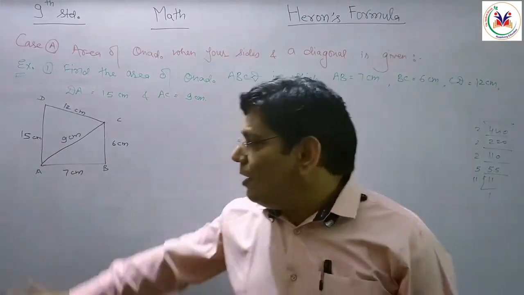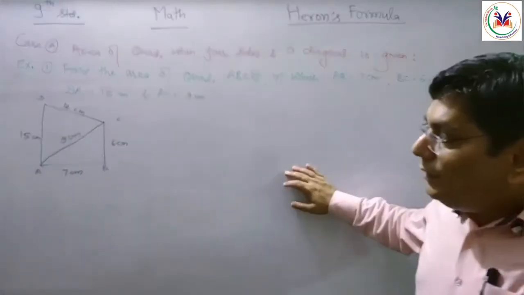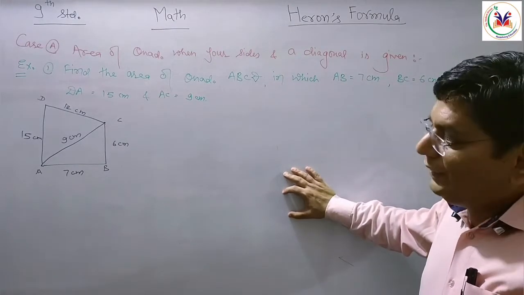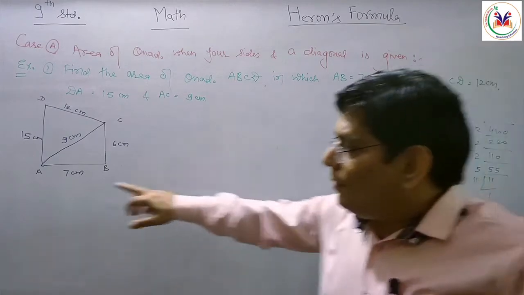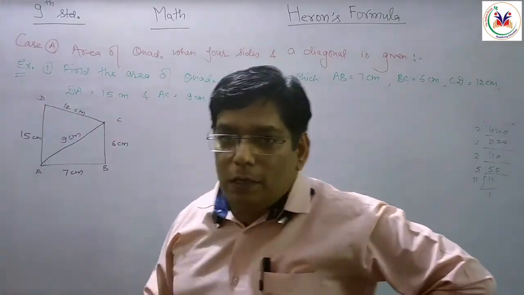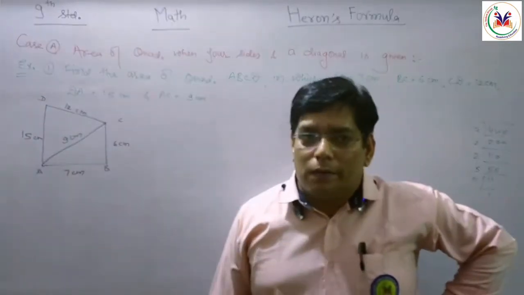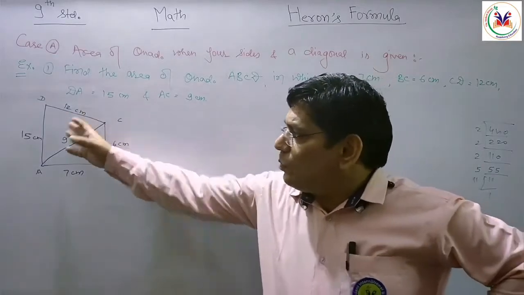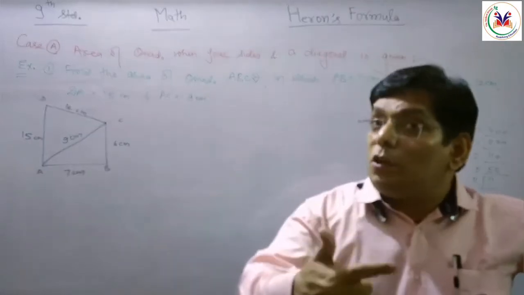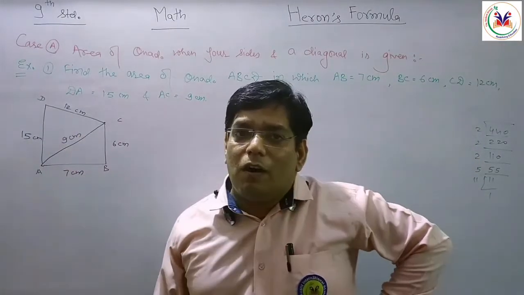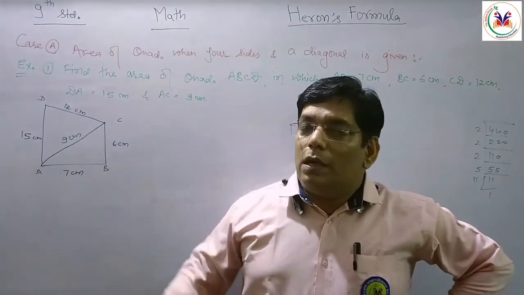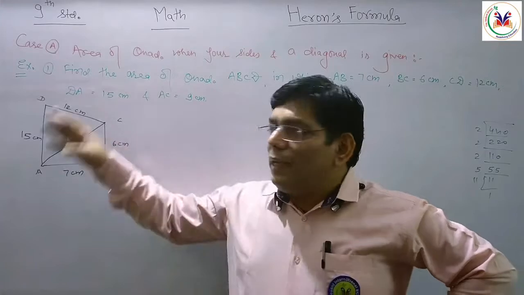In ABCD, we can clearly observe that this quadrilateral can be divided into two different triangles, that means triangle ABC and triangle ACD. So to calculate the area of the quadrilateral, we divide it into two triangles, use Heron's formula to calculate the area of both triangles separately, and then add both areas to get the area of the quadrilateral.